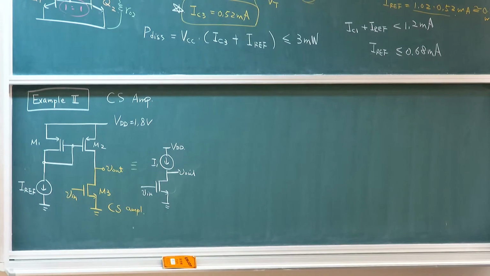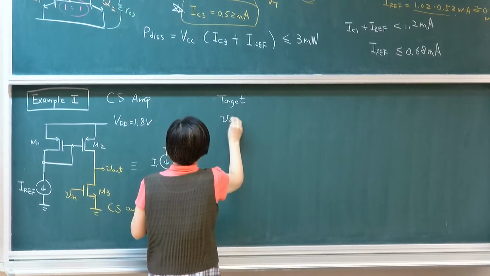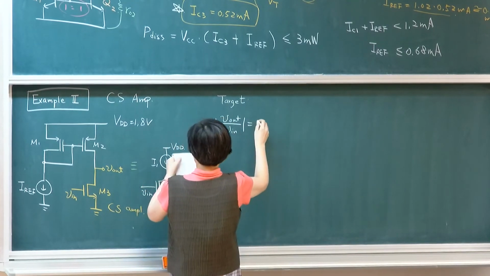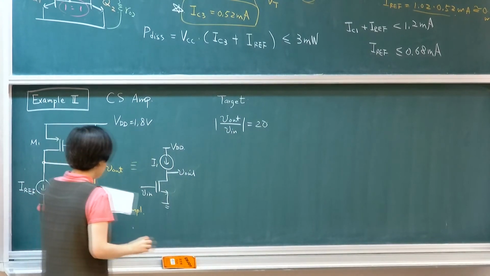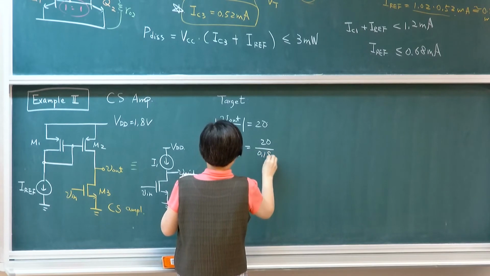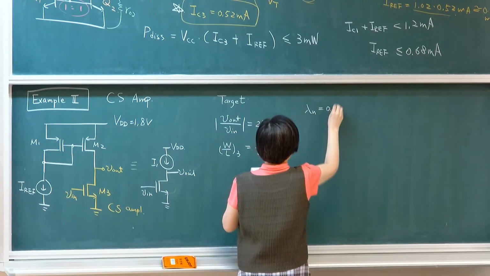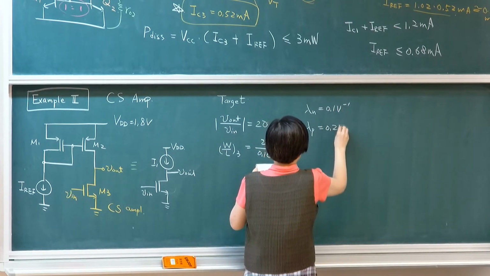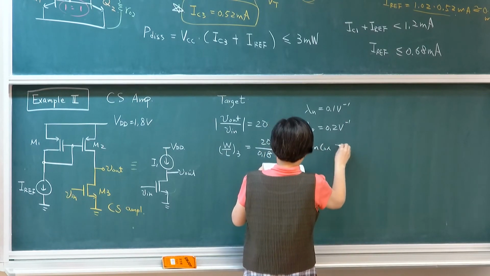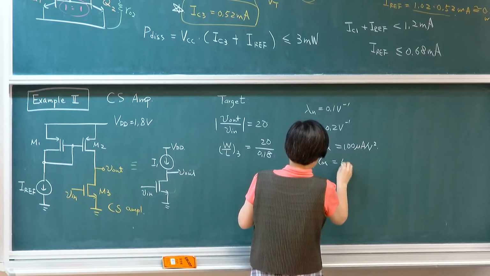So for this example, there's also a design problem. Therefore, it does not have the same answer. You can design on your own. But let's just give the design target. The target is that it will provide a voltage gain, in magnitude, since we know it's an inverting amplifier, of 20. And then I know that the device size of transistor 3 is fixed at this particular size. And I'm going to give device parameters. So lambda n equals 0.1, lambda p equals 0.2, and then I have mu n Cox equals 100 microamp per volt squared, mu p Cox equals 50, half of that.